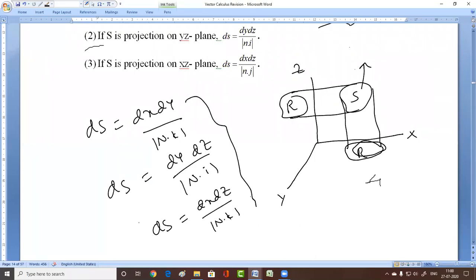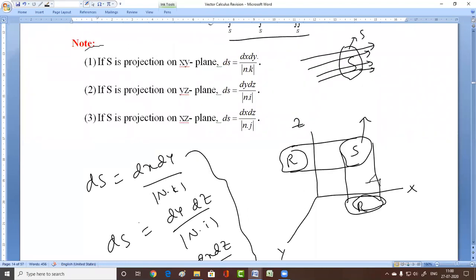So now, if S is projected on xy, then dS equals dx dy by modulus of n dot k, where you may write a small n or capital N, which is nothing but the unit outward normal. If S is projected on the yz plane, dS equals dy dz by n dot i. This is the unit normal to the surface. If S is projected on the xz plane, dS equals dx dz by n dot j.